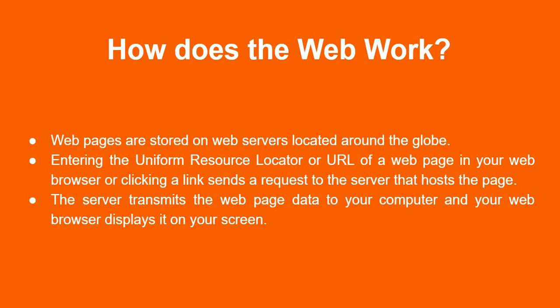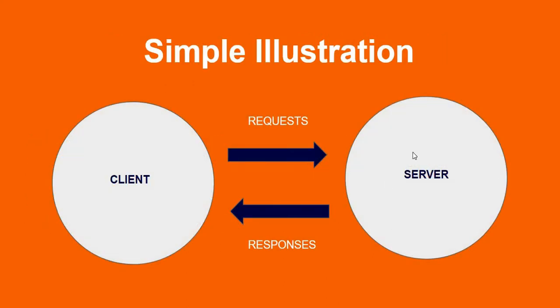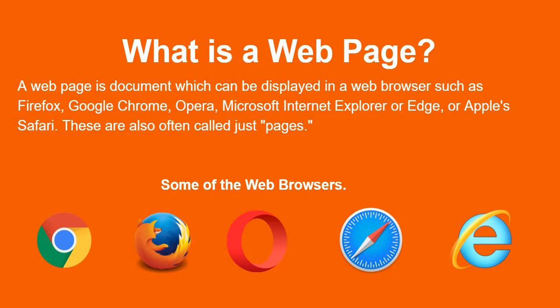Now, this is a simple illustration. We have our web servers here. These servers contain data. So we look at the client as a device. This could be your phone or computer that is connected to the internet. So when you search the internet using a browser, your request is sent to the server. Then the server transmits the web page data back to your computer, and from here it is displayed on your browser.